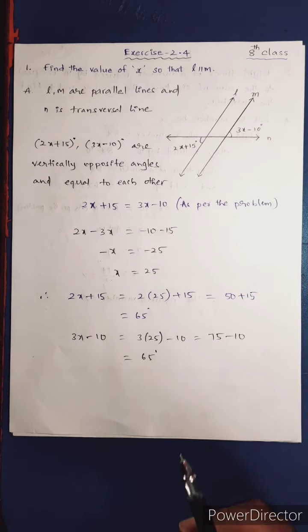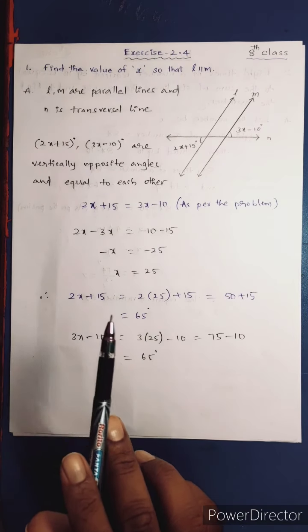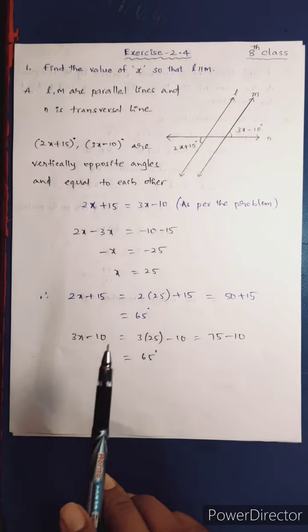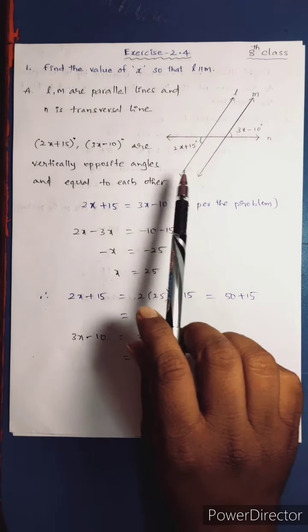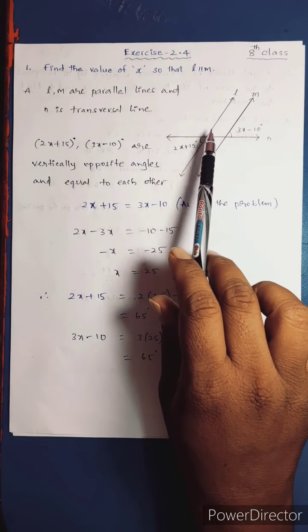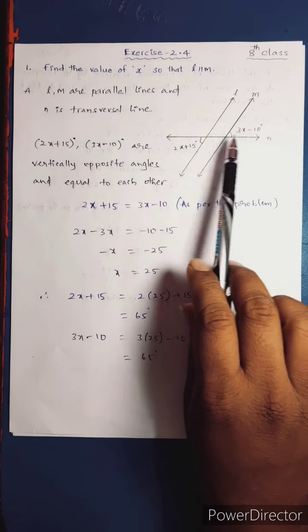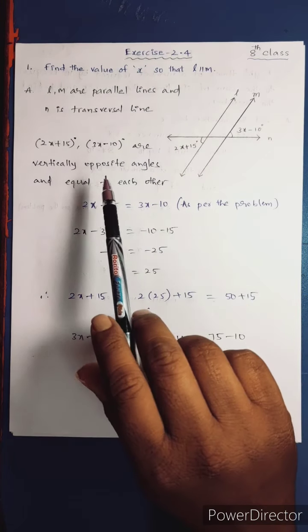Hi everyone, these sums are from the chapter Linear Equations in One Variable, exercise 2.4, first problem. Find the value of x so that L is parallel to M. In the given diagram, there are two lines L and M. These two lines are parallel to each other. Then automatically, this line, assume that N, is a transversal line.